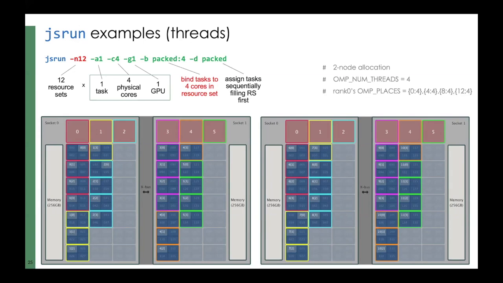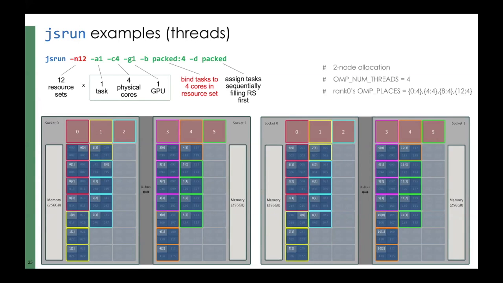And so we have 2 nodes. For this example, I need each task to launch 4 threads, and then each task needs to see 1 GPU. To run these, I want each thread to land on a separate physical core. So when I set my resource set, I'm going to need to add 1 GPU.